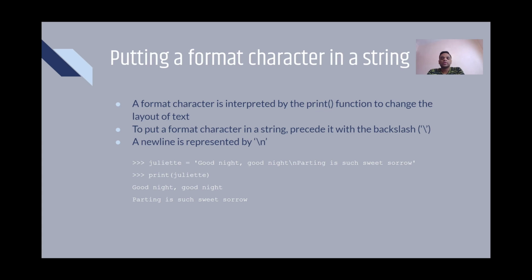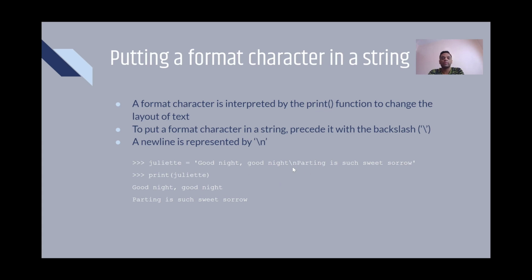So let's say you want to say this: Juliet, good night, parting is such sweet sorrow. But you don't want this all in one line. You want to put this in two lines. So what we do is we start with the \n, and this will say good night, and it won't print in one line, it will print in two lines.